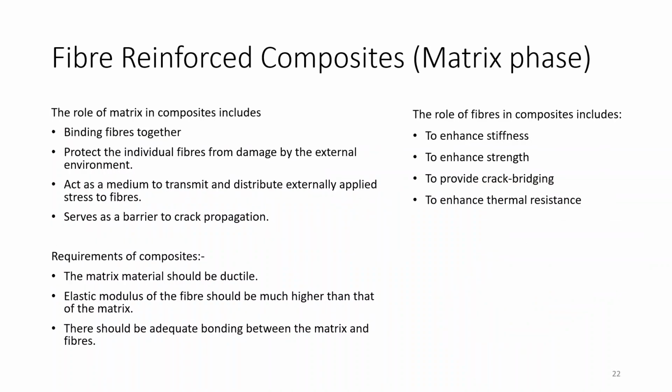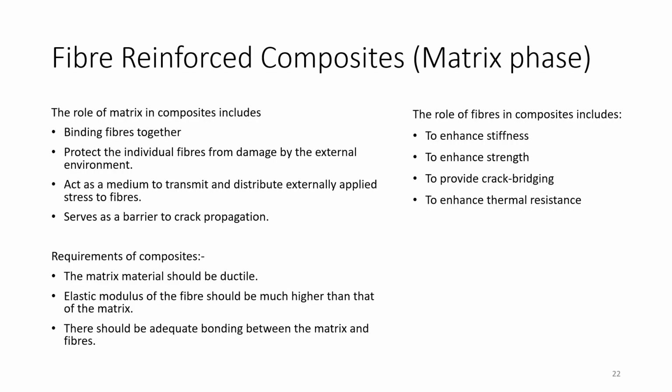Next is the matrix phase of fiber reinforced composites. In this case, the role of the matrix in composites includes binding fibers together, and it also protects the individual fiber from damage by the external environment. If you are using fibers by combining them without using any matrix, then they will show fewer of these properties compared to when you use them in a composite. So it acts as a medium to transmit and distribute externally applied stress to fibers, and it also serves as a barrier to crack propagation.